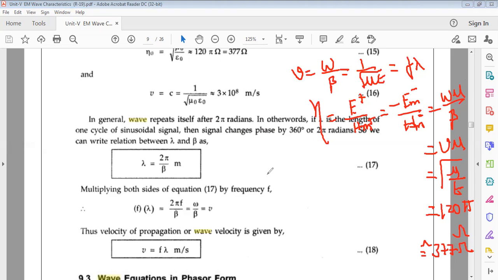Got it, my dear students? Okay, and that V, how did we get F lambda? I already wrote 2 pi F into beta. Beta is 2 pi by lambda, not 2 pi by beta. Okay, beta is equal to 2 pi by lambda. So V is equal to F lambda. Got it? These are all the parameters we got in the uniform plane wave in free space. Got it, my dear students? It's very, very important.